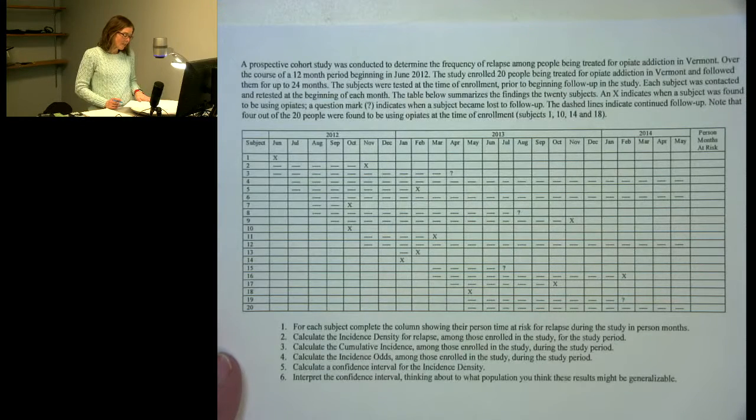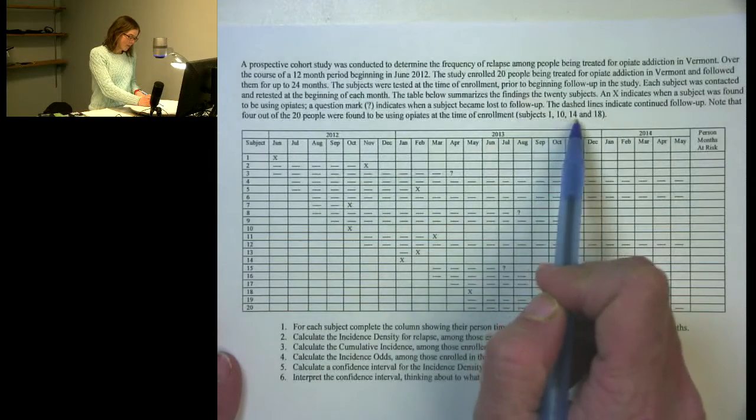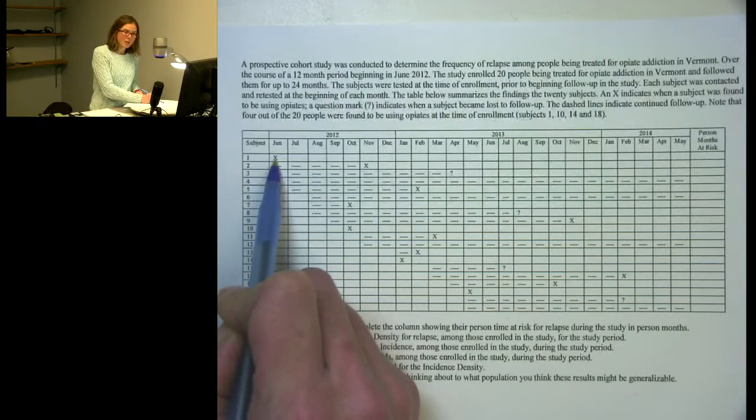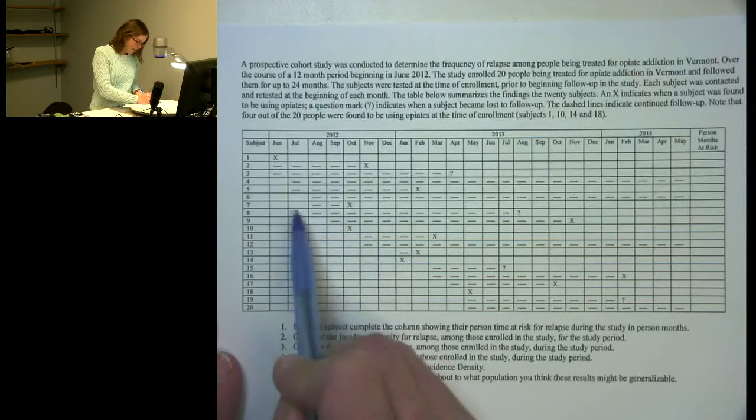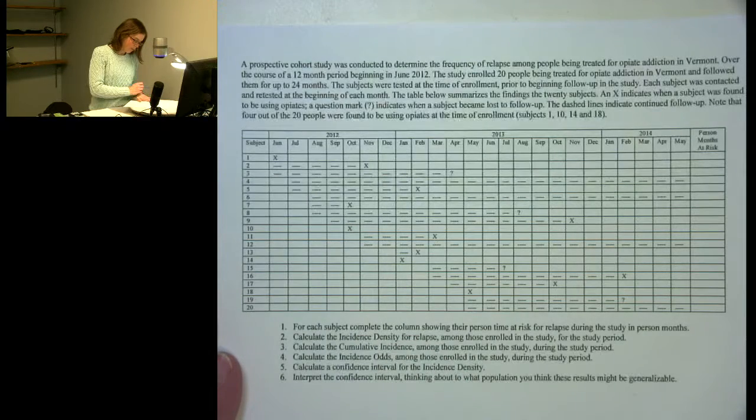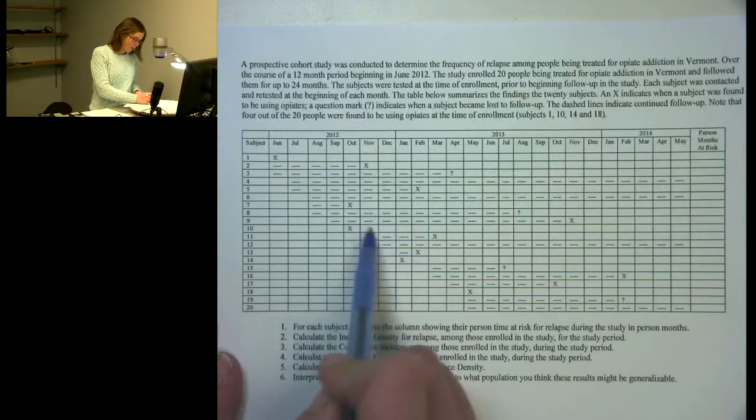An X indicates when a subject was found to be using opiates, and a question mark indicates when a subject became lost to follow-up. The dashed lines indicate continued follow-up. And there's a note here that 4 out of the 20 people were found to be using opiates at the times of enrollment. These are subjects 1, 10, 14, and 18. So we can see right away when they were enrolled in June, this person was already using opiates. Person number 10 was enrolled in October and found to be using opiates at the start, and so there was no follow-up.